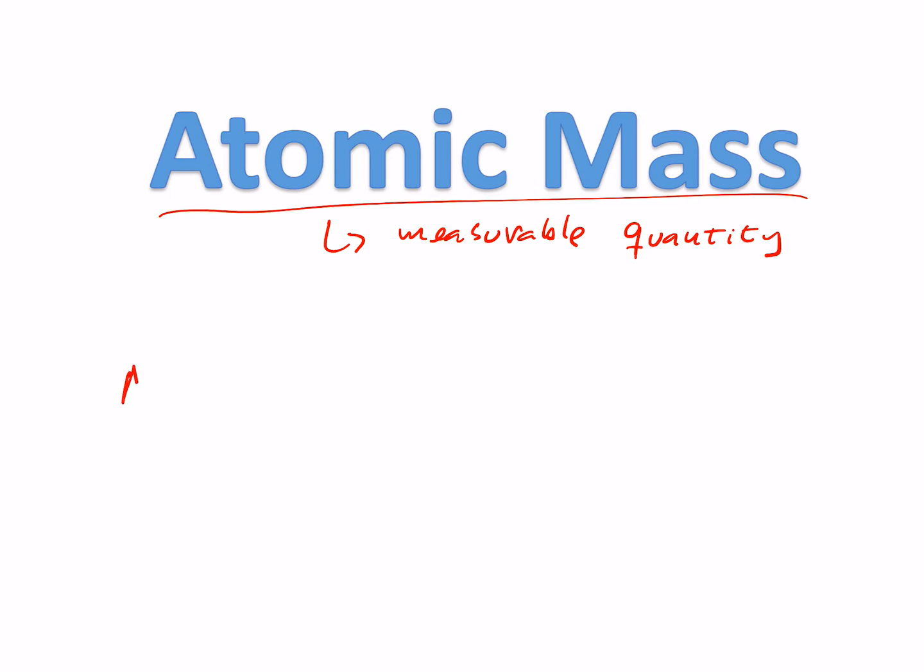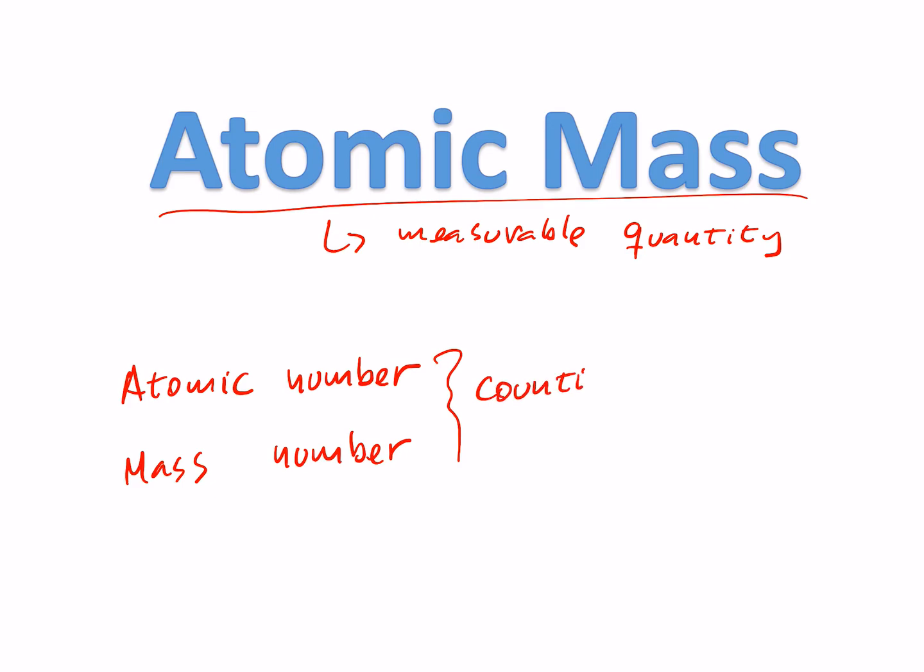For example, we've been using the concept of atomic number, and we have been using the term mass number. These two numbers, the atomic number and the mass number, are counting numbers. They refer to a number of something. In this case, it is the number of protons, or the number of neutrons plus the number of protons in the nucleus. However, the atomic mass is somehow related to these two numbers, but it's a measurable quantity.